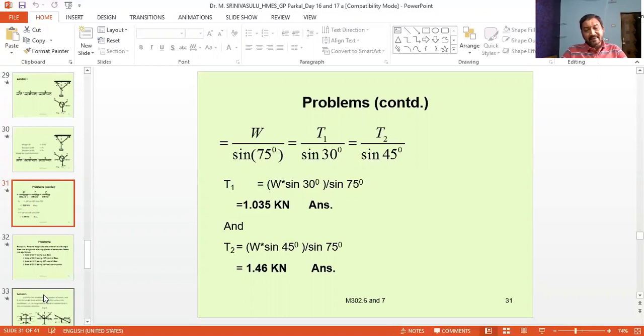The tension in the string T1 and the tension in the string T2 are found this way, and we can also apply the same procedure to find the answers to other problems on Lami's theorem. So this is about the problems on Lami's theorem.